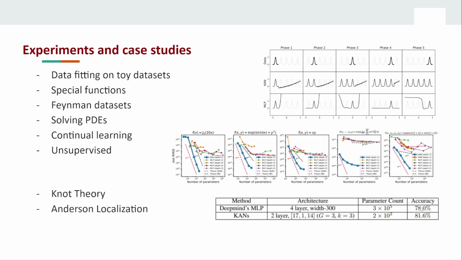seen here. They were able to get 81.6% accuracy with just 200 parameters, whereas DeepMind's MLP was able to get 78% accuracy with 3 times 10^5 parameters. And then in an unsupervised structure, it was able to uncover complex relationships in structures. And then Anderson localization: CANs were also seen to help in modeling and understanding this phenomenon in condensed matter physics. They provided insights that align with the known physical laws and offer new perspectives as well.